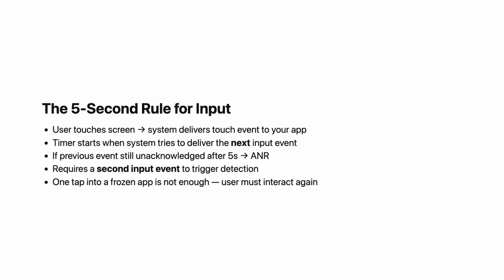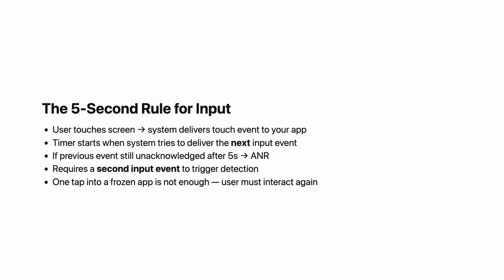So if the user taps and your app is stuck processing something, the ANR will not fire at exactly 5 seconds after the tap. It fires when the system tries to deliver the next event, like a second tap or even a key event, and realizes the previous one is still pending. This means ANRs from input events require a second input event to trigger the detection. One tap into a frozen app is not enough. The user needs to interact again for the system to notice.